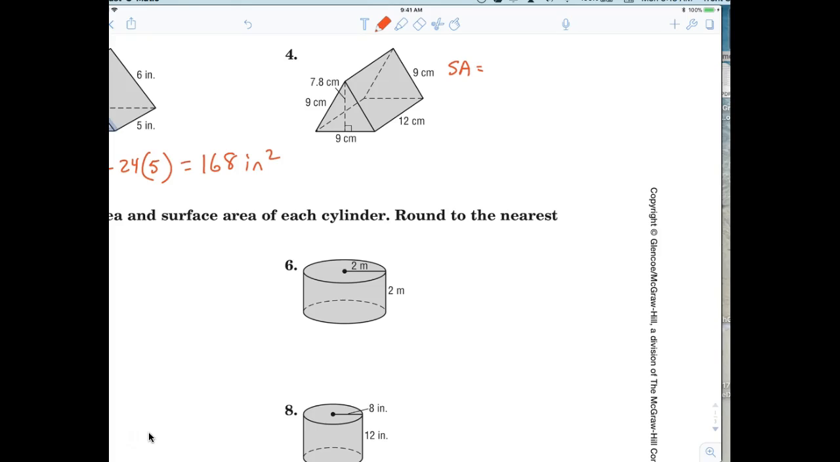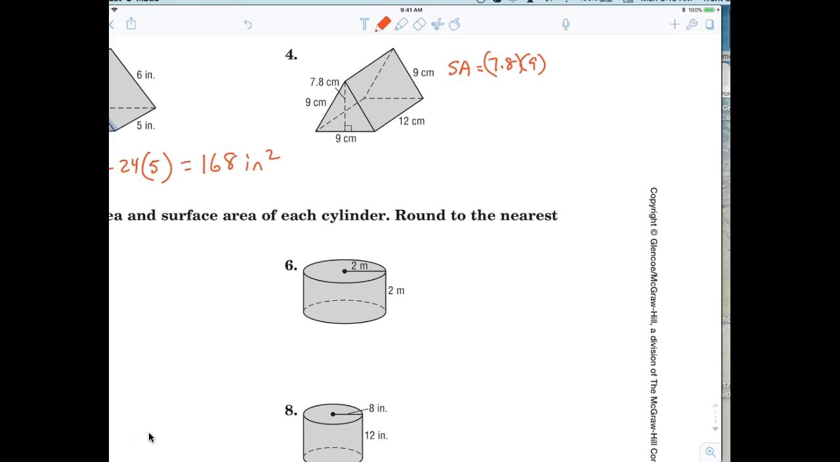So you're going to do 2 times 1/2, and enough that you're just going to say it's really just what? Base times height. Right? Because they cancel out. So in this case, it's just going to be 7.8 times 9. Now look, if you're not sure about something, I want you to tell me, but I want you to follow along with me.